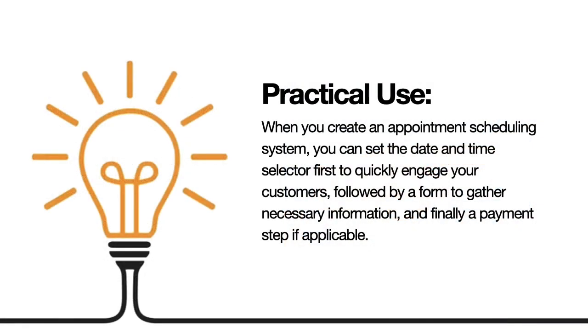As far as practical use goes, let's say you're creating an appointment schedule system and you can set the date and time selector first to quickly engage your customers. But maybe honestly, you would really like them to fill out the form, let's just say second. So they fill out that form second, but they pick their date. And now we don't want to ask them for the money. Maybe originally we were asking them for the money when they filled out that form, before they even got to pick their date and get attached to the date and start getting excited. Now they have got to give you that correct information.